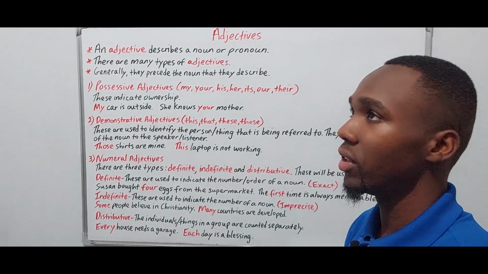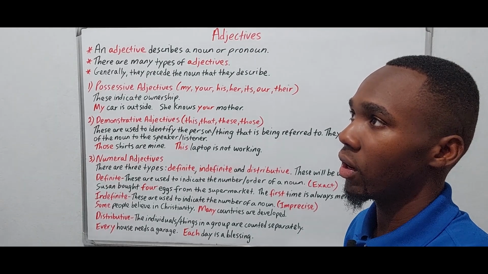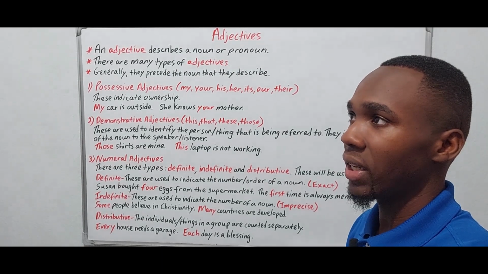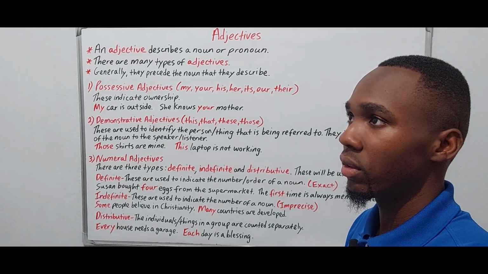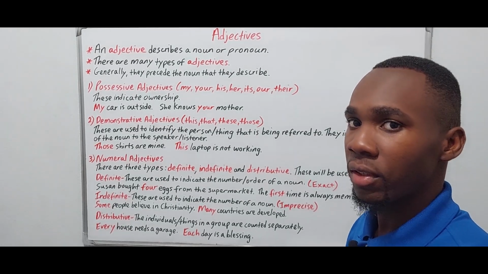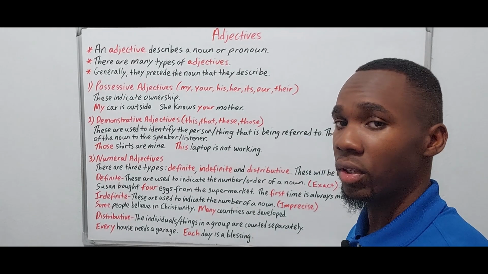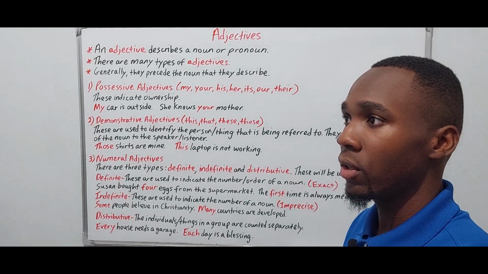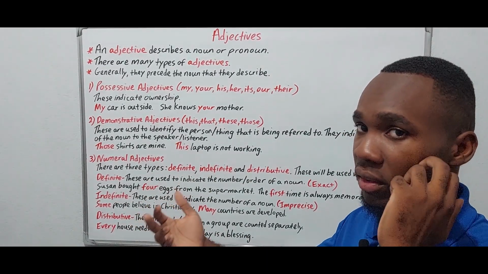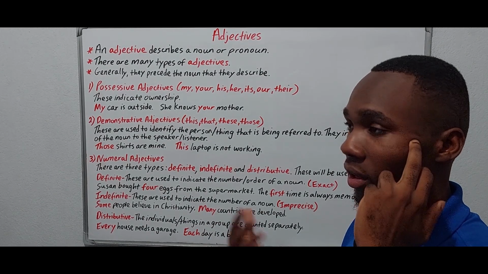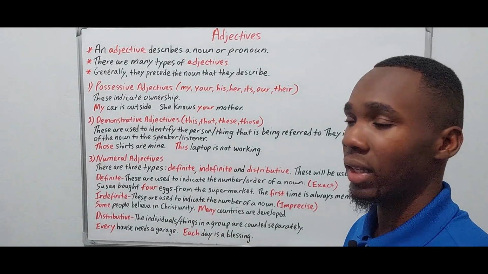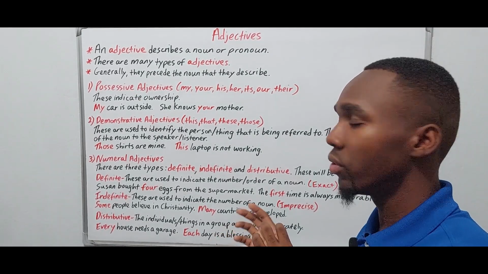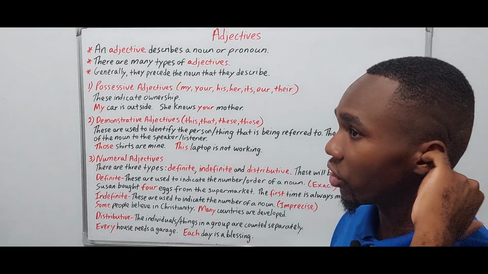So for example, if I say, the shirts are red, and I want to replace the shirts with a demonstrative pronoun, then first of all, I have to look at the number, and then I have to look at the position. So is it further away or is it closer, right? Are they further away or are they closer? And that will determine whether I use these or those. So the shirts are red.